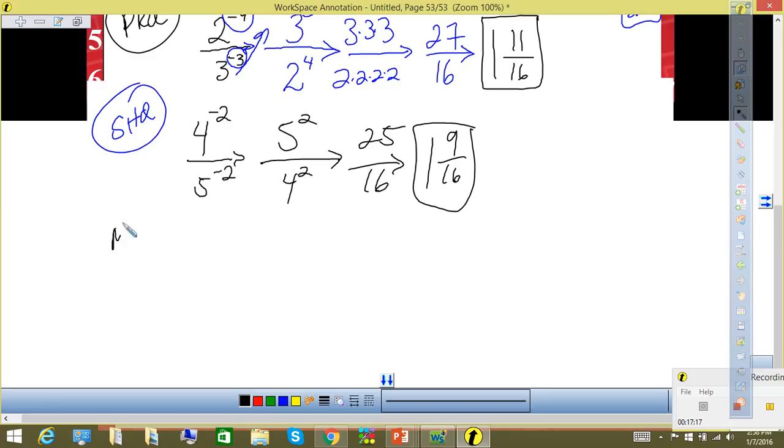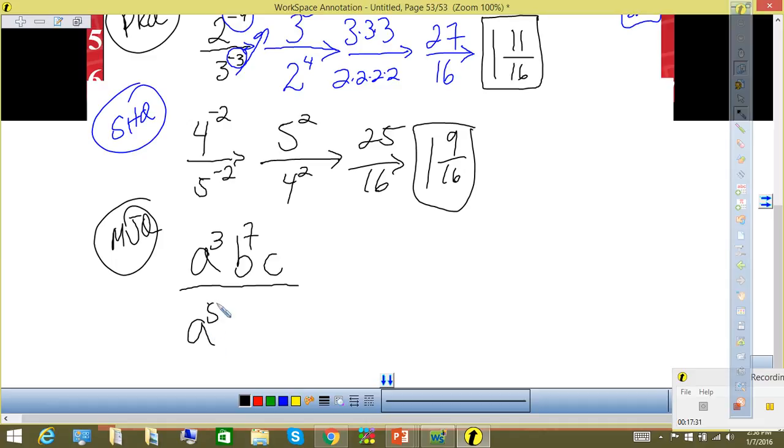Example, let's see, Michael Jordan Q. Here we go. A to the third, B to the seventh, C over A to the fifth, B to the second, C to the eighth. Let's do this one together. Here he goes. Are these the same base? Yes, so we write A. What happens to the exponents? Subtract, so this becomes what? Negative 2. All right, let's go to the next one.